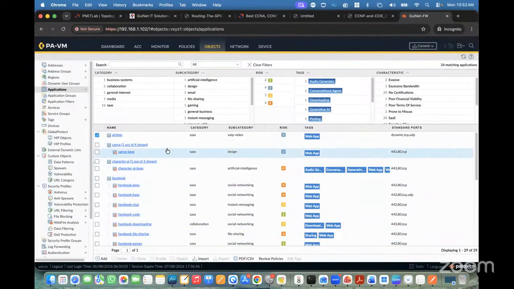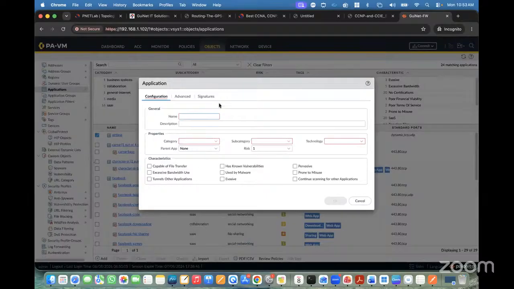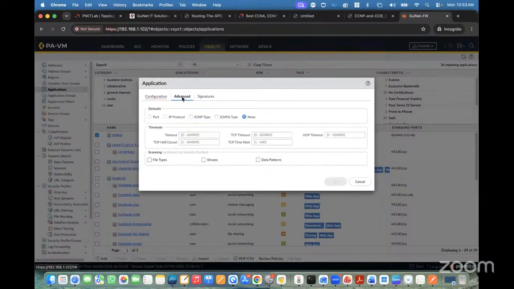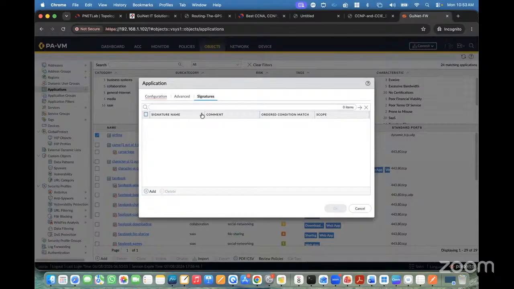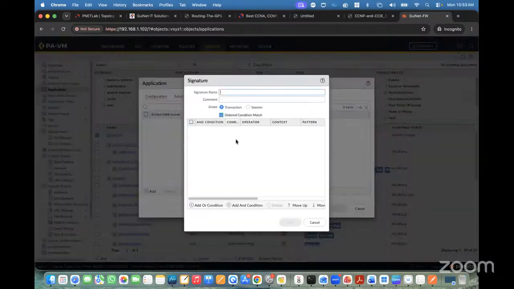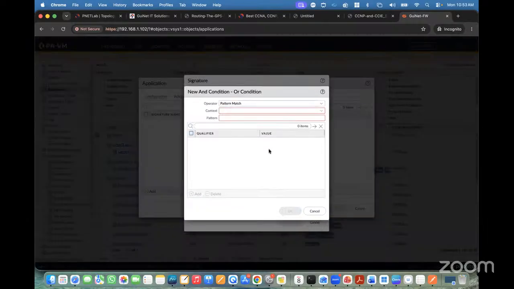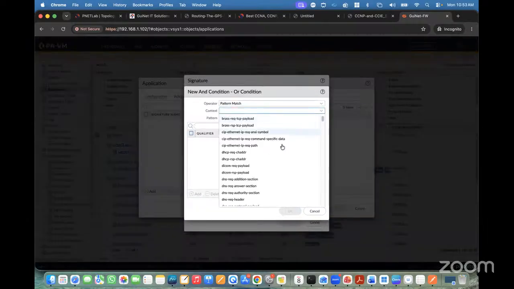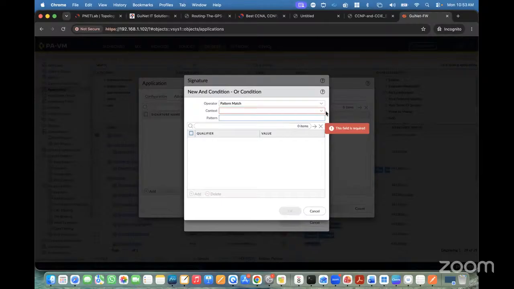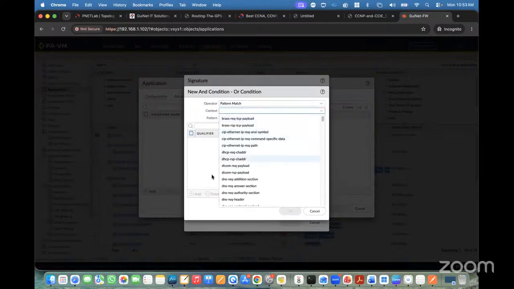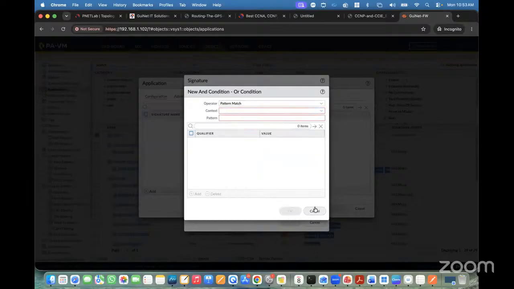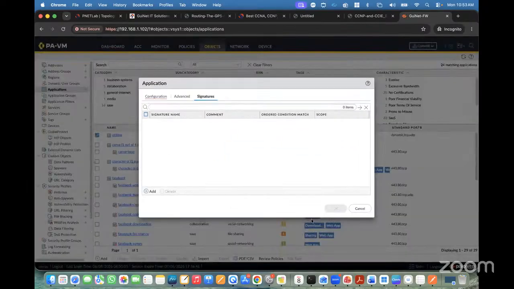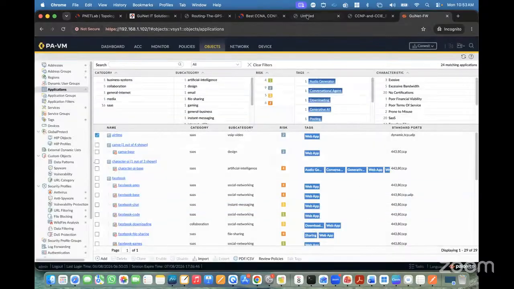This database is used for applications, and if you are creating any kind of custom application, you also have to define the signatures. You can see here, you have to give the signatures: which application I have, what kind of context it has, and what kind of pattern it has. I will show you when I talk about application identification how to create custom applications, how to set the context and the pattern, and then you will get a better understanding. If it matches, then they will take some action.